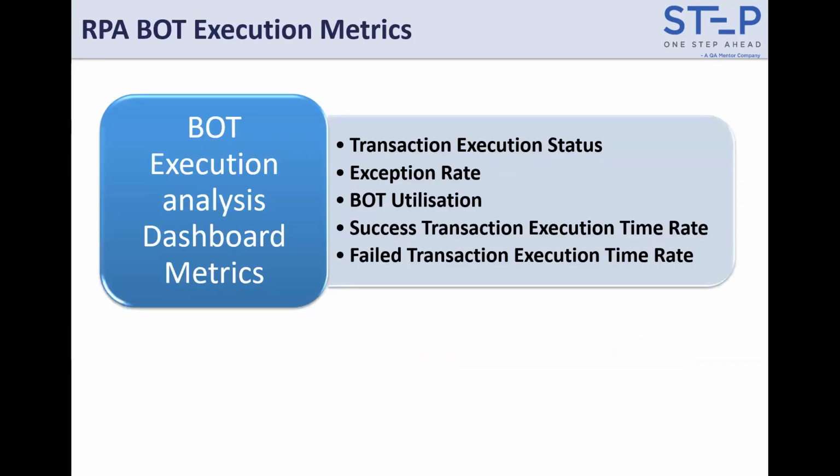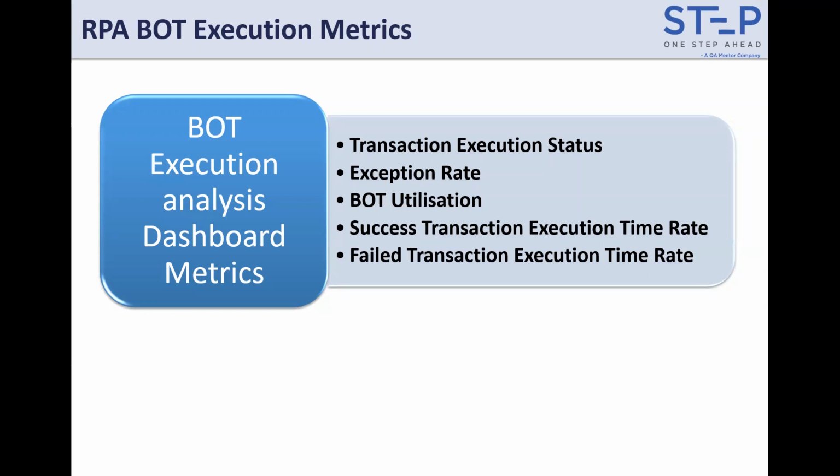What is the RPA bot execution metric? If you look at RPA metrics, there are so many. Of them, I have chosen one area, the bot execution area. Our bots are running day and night, so we need to understand their transaction execution status, because we are running transactions. How many passed, how many failed, what are the pending statuses, and what is the exception rate? We have business exceptions and application exceptions.